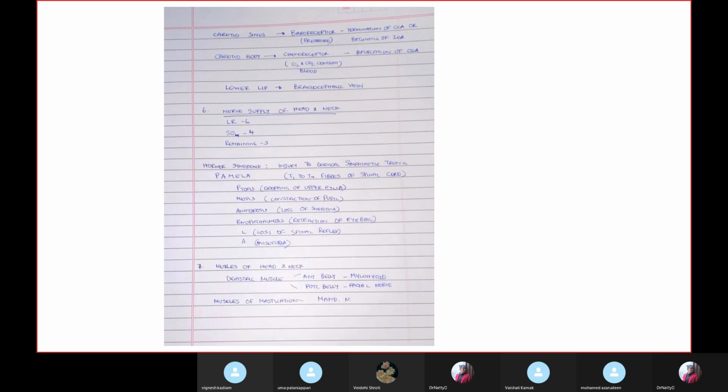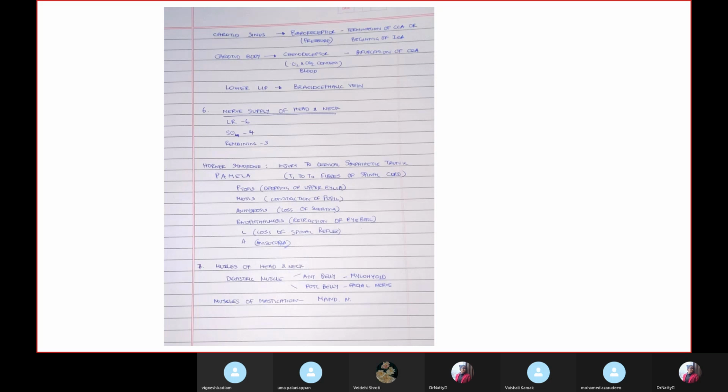Then after that, another nerve supply, the important one is the digastric muscle. The digastric muscle has an anterior belly and a posterior belly. The anterior belly is supplied by the nerve to mylohyoid, which is a branch of the mandibular nerve, which is a branch of the trigeminal nerve, that is the 5th cranial nerve. The posterior belly of digastric is supplied by the facial nerve. And the muscles of mastication, as I have already mentioned, are supplied by the mandibular nerve, which is a branch of the trigeminal nerve, that is the 5th cranial nerve.